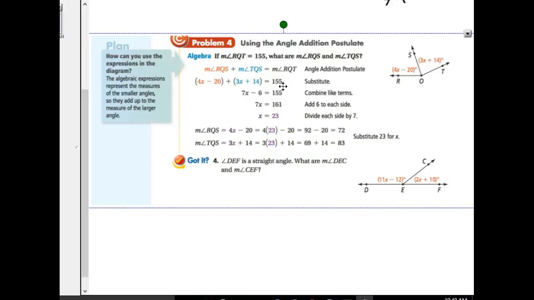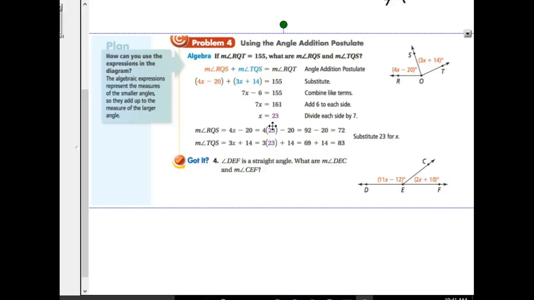If I add the 6 over to this side to get rid of it, then 155 plus 6 is where they're getting the 161. So 7x equals 161. If you divide both sides here by 7, then you're going to end up with x equals 23. Okay. Now, finding x does not solve the answer. The question said, what was angle RQS? Angle RQS, if you'll remember, is the 4x minus 20. So that's why they take 4x minus 20, and we substitute in 23 into the problem.